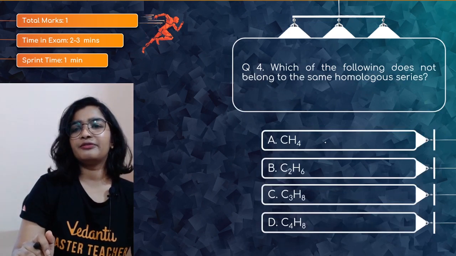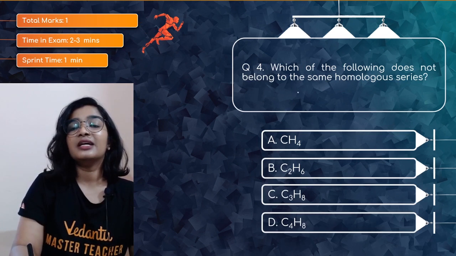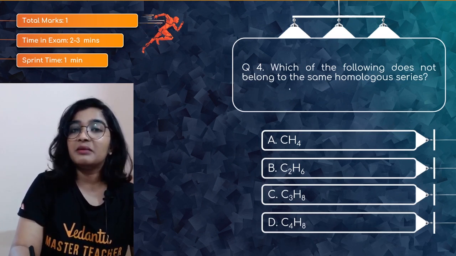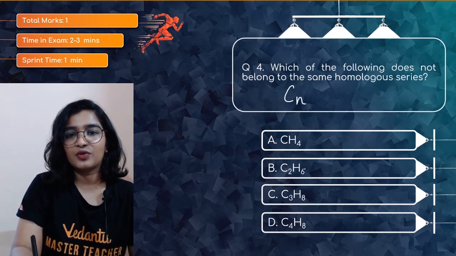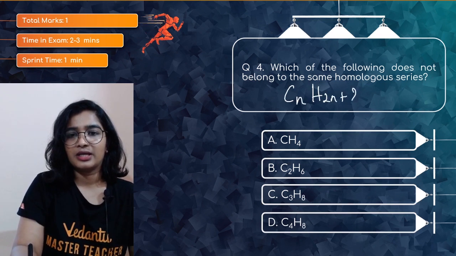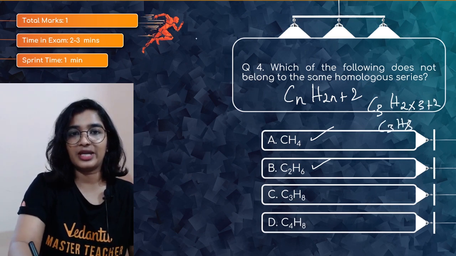Which of the following does not belong to the same homologous series? So in a homologous series, if there are compounds, then they can be represented by the same general formula. Okay, CH4, C2H6, C3H8, C4H8. Okay, CnH2n+2. This is for alkanes. So CH4 yes, C2H6, 2 times 2 plus 2, C2H6 done. C3H8, let's just try 2 times 3 plus 2, C3H8 it will be. Now the last one is C4H8.